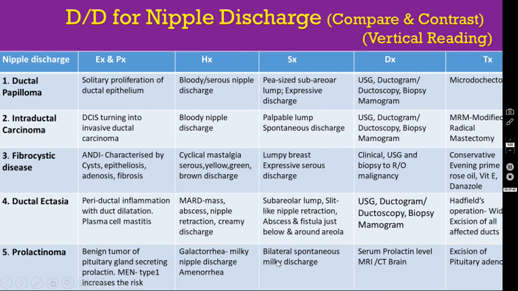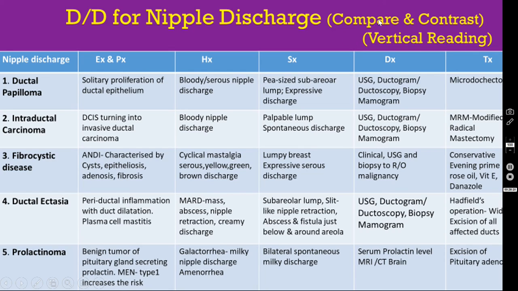So what are the signs? Bilateral spontaneous milky discharge will be there in both the breasts. So what are the investigations you have to do? You can do serum prolactin level, that will be enormously increased. You can do either MRI or CT brain to prove pituitary adenoma. And the treatment is excision of the pituitary adenoma. That is the treatment.